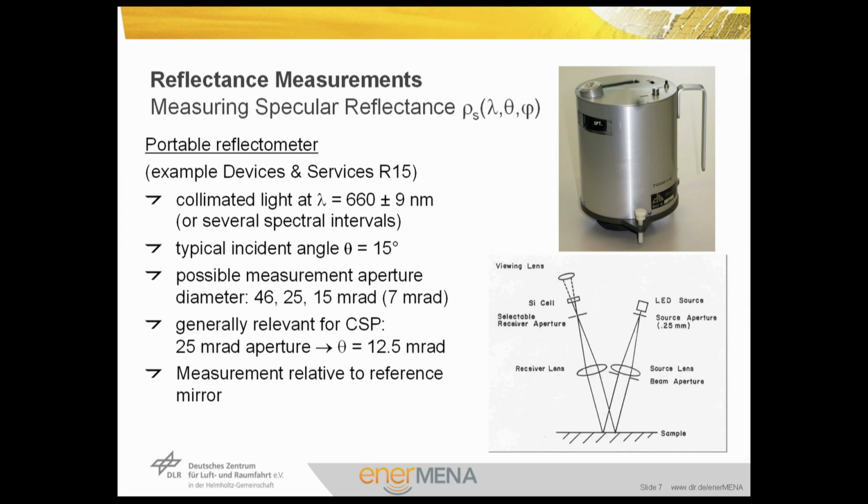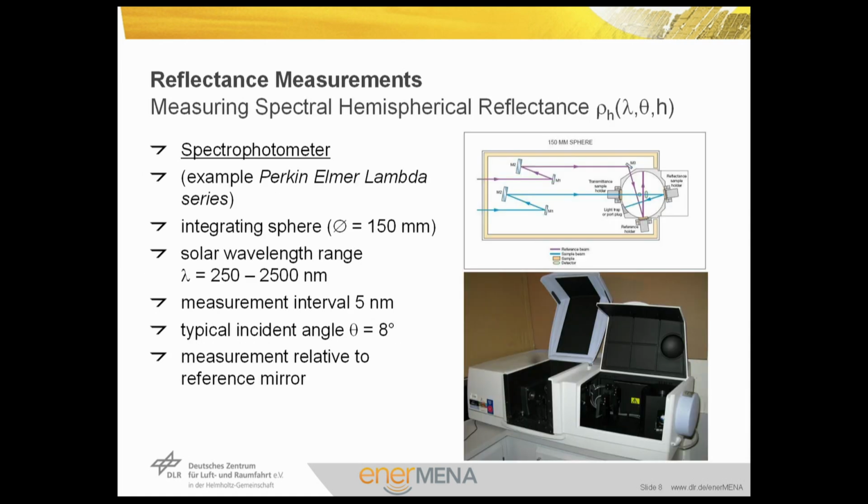technology. All reflectance measurements usually are taken relative to a calibrated reference mirror. Because a lot of the specular reflectance measurement instruments can only measure at monochromatic wavelength intervals, it is important to measure the whole reflectance spectrum of the mirror material to do the solar weighting. For this, for example, a spectrophotometer can be used that is equipped with an integrating sphere, which needs to have a diameter of more or less 150 millimeter, or it can be bigger but should not be smaller.